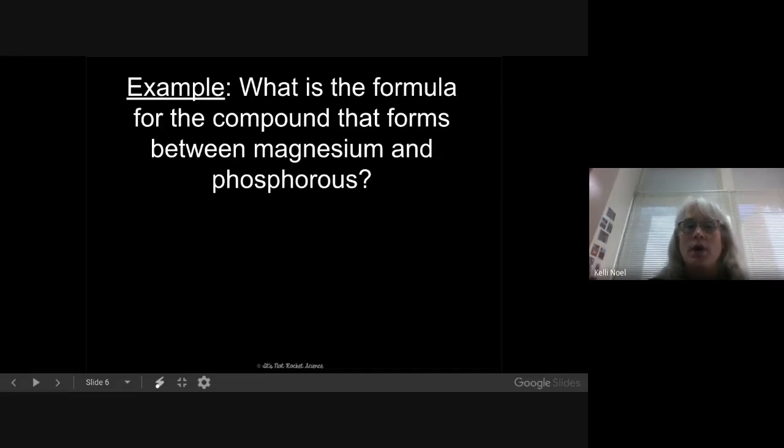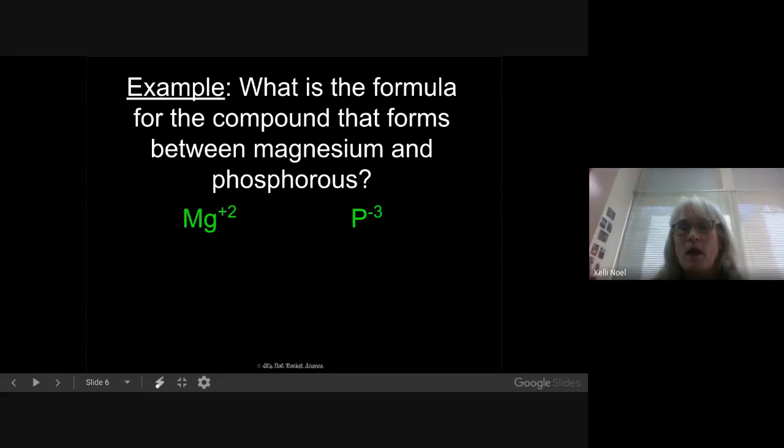So if we want the formula for magnesium and phosphorus. All right, magnesium, remember, is in group 2. So its symbol is Mg. It's going to have a +2 charge. It wants to give away its 2 electrons in the outer energy level. Phosphorus is in group 3, and I think I may have messed up on our bell ringer, so I may have to go back and record that video. Phosphorus is in group 3.